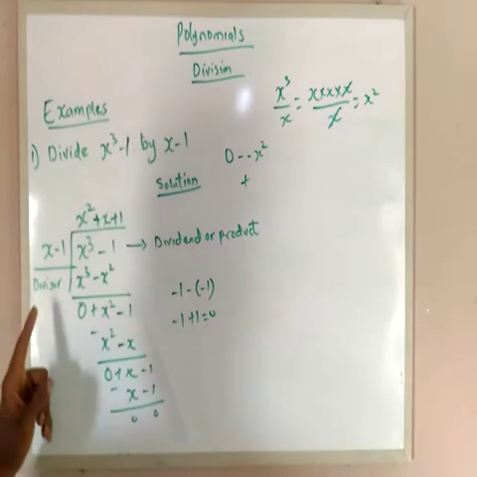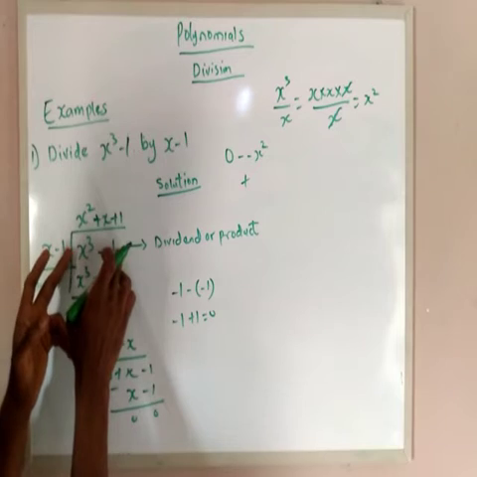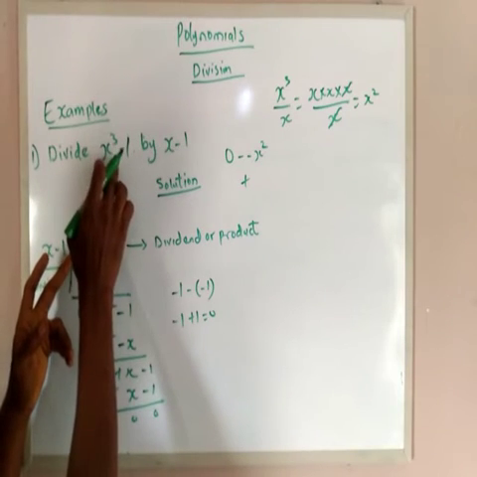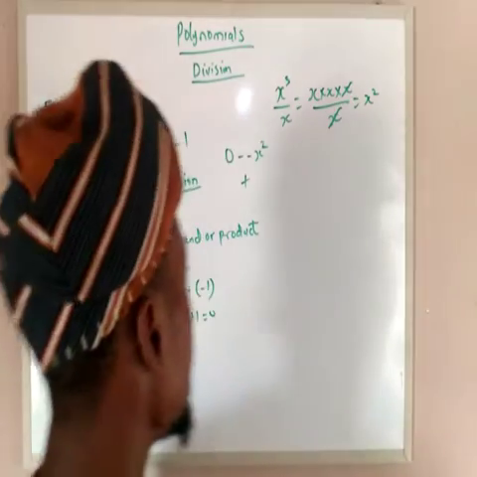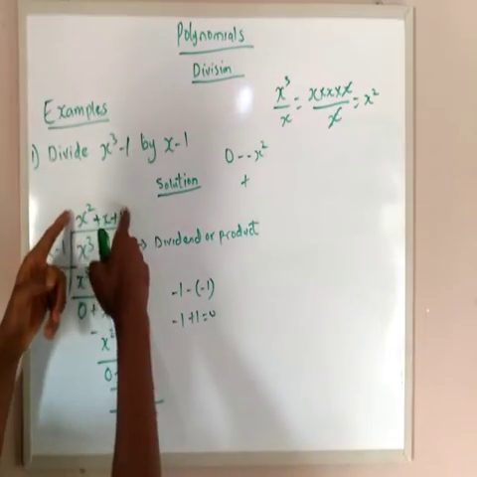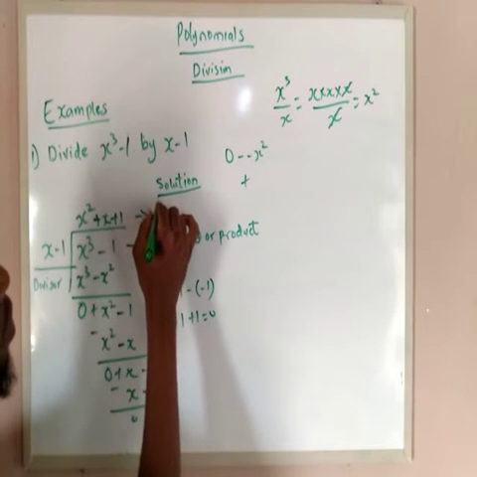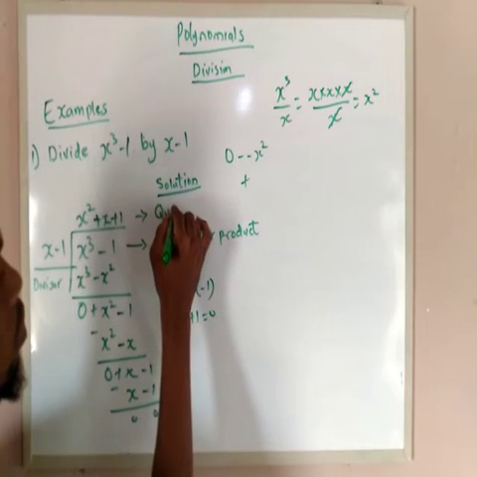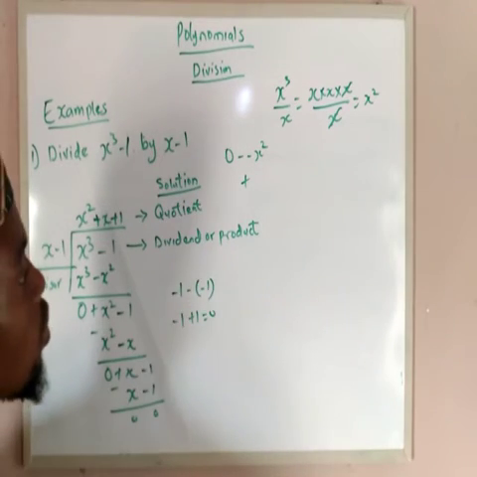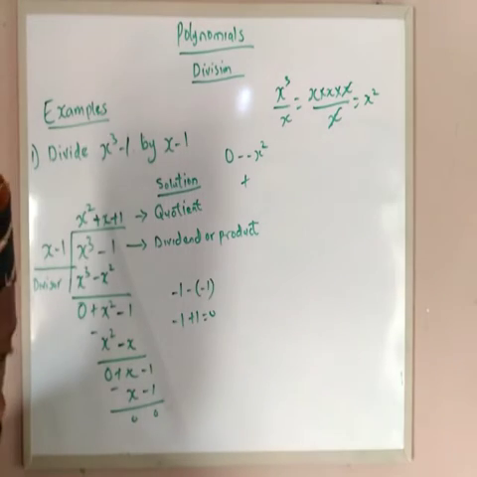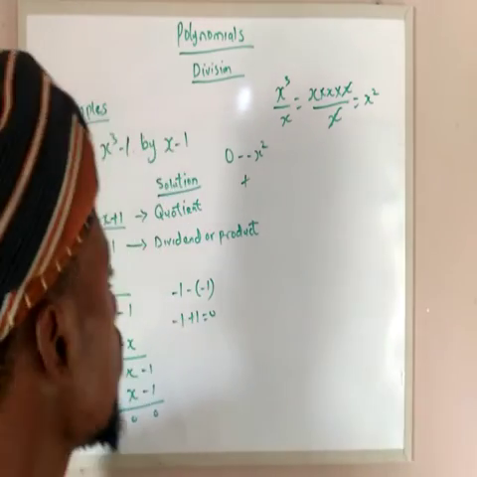Now, we know that this is our divisor. What is out here, the question we are given, we call it the dividend or the product. Now, what is this called? We call this the quotient. That's our answer. Our answer is called the quotient.